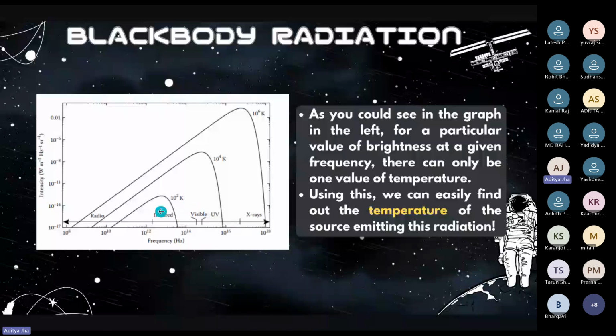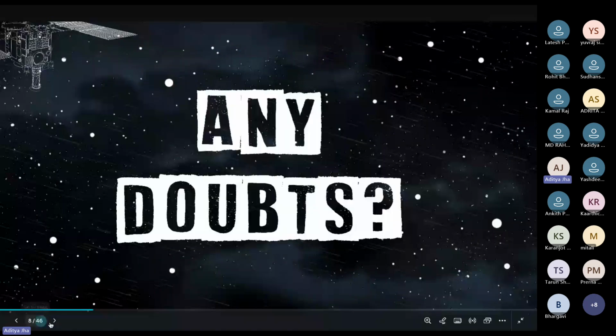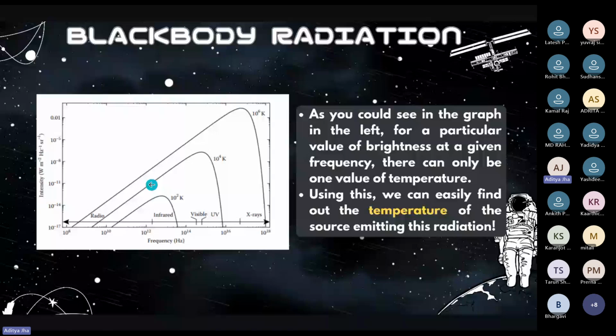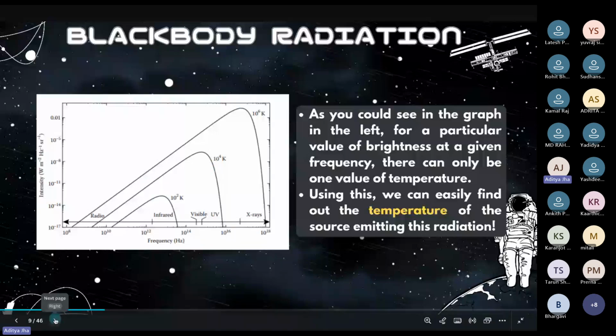And as a consequence of this, you can only get one value of temperature for a particular value of intensity and frequency. Let's say you get this point, then you can easily say that the temperature of that source will be around 10 raised to 4 Kelvin. So in this way, the graph of the black body radiation also helps us in calculating the temperature of the source emitting this radiation.